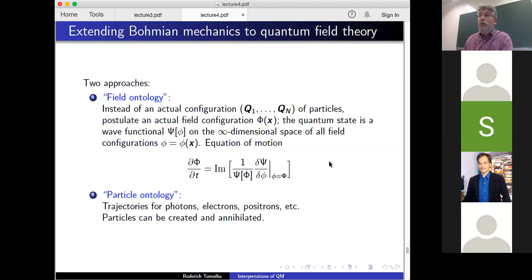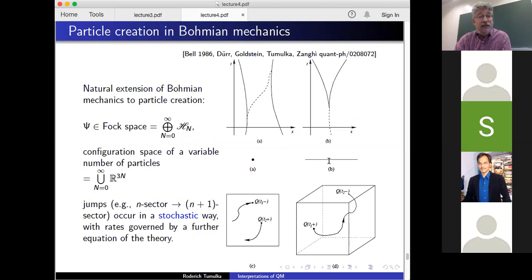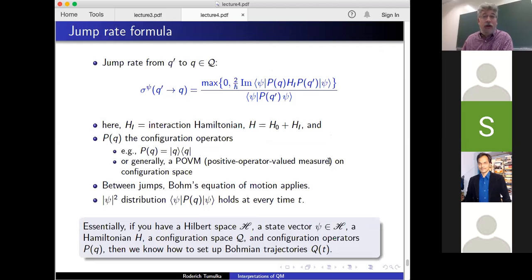Another possibility would be to still have particles, but to include particle creation and annihilation. For some models, for simple cases, this has been worked out. There are equations for that. So some models have been set up, but quantum field theory is a big field with many open questions. So it's still ongoing research.